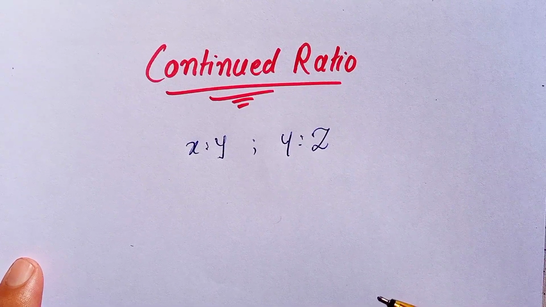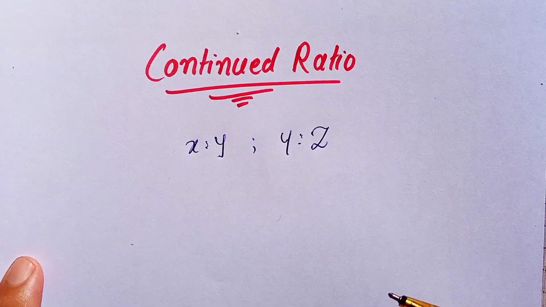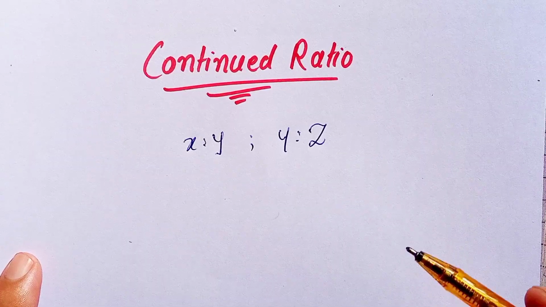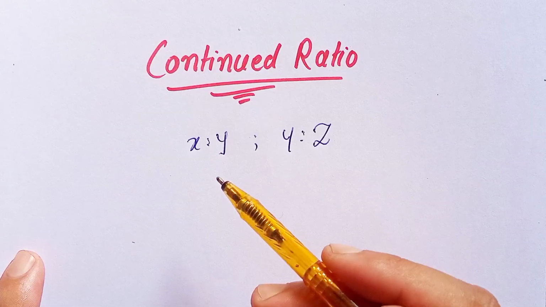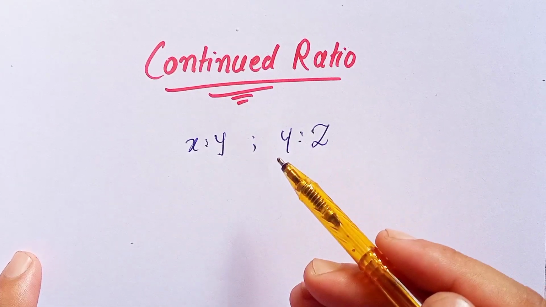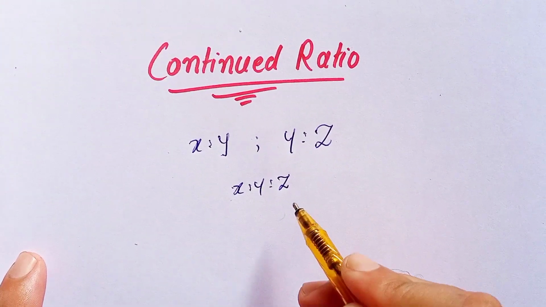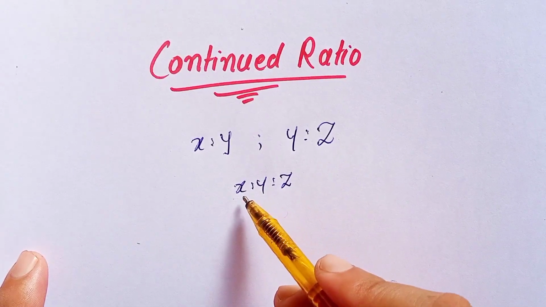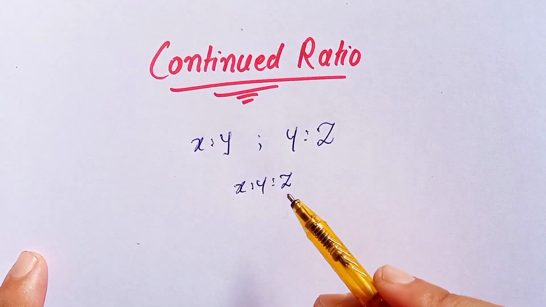In today's lesson, we are going to focus on one of the most important topics in mathematics, which is continued ratio. A continued ratio is used when we compare three or more quantities of the same kind. Sometimes we need to compare more than two quantities. Then the two ratios x:y and y:z are expressed as x:y:z, right? Such a type of ratio is called a continued ratio, in which we have to find x:y:z.